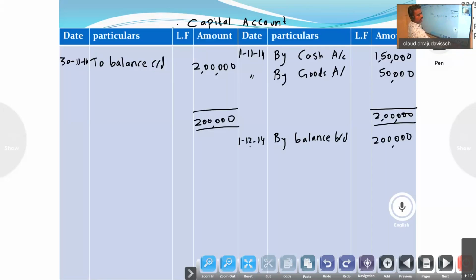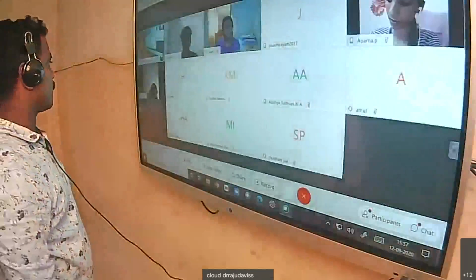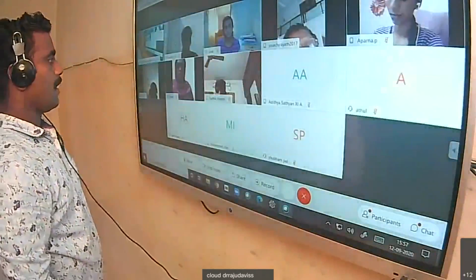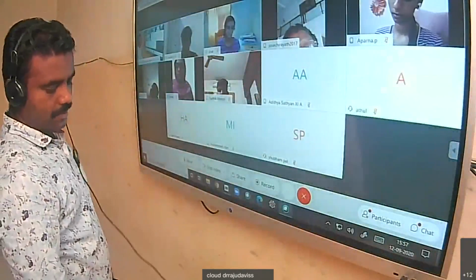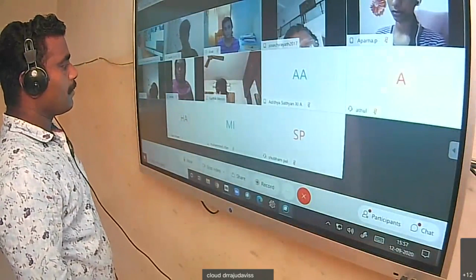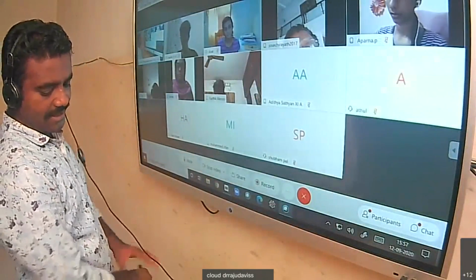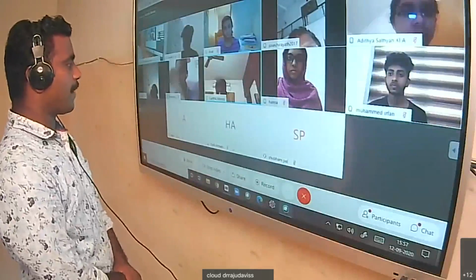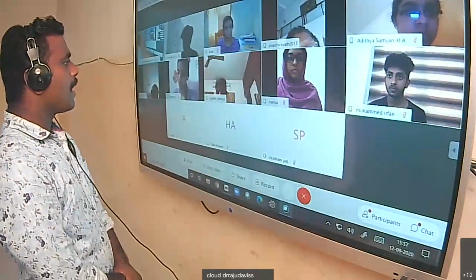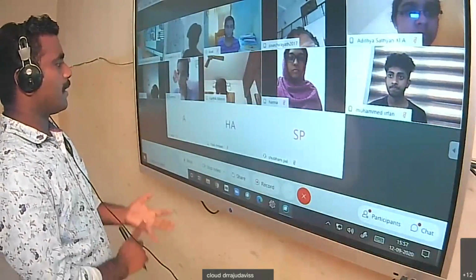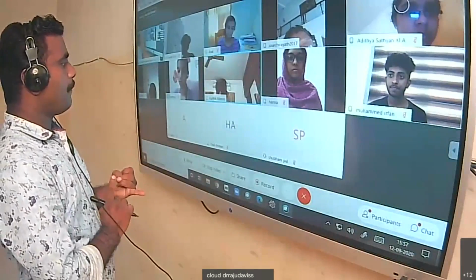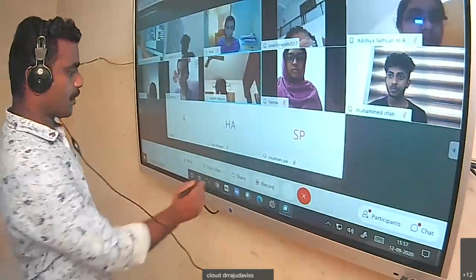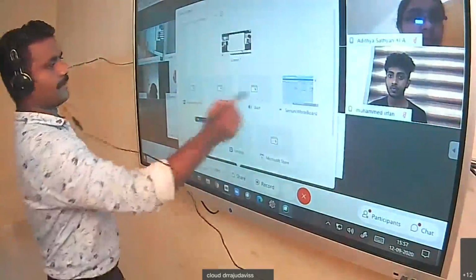So now second entry. What is the second entry? Karthik, what is the second entry? Second, November 3rd. Sir, purchase account debtor to Harish account. Yes, purchase account to Harish. So next which account we have to prepare? Purchase account. Yes, purchase account. Next Harish account. So now first we will prepare purchase account.